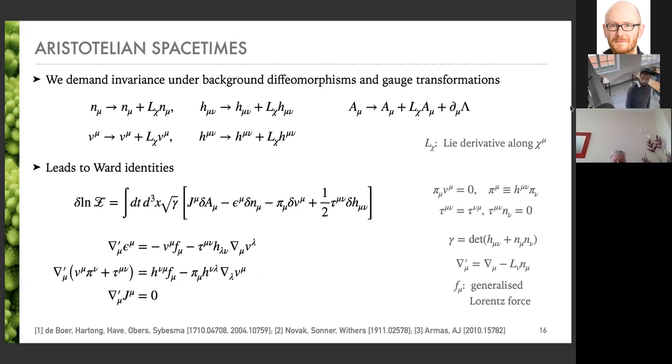So as it turns out, infinitesimally speaking, the space-time translations act as a diffeomorphism on all the fields. This Lie x denotes a Lie derivative along chi mu. It's a little technical here, but unfortunately I can't avoid it. And A, in addition to the Lie derivative, also has a gauge transformation piece.